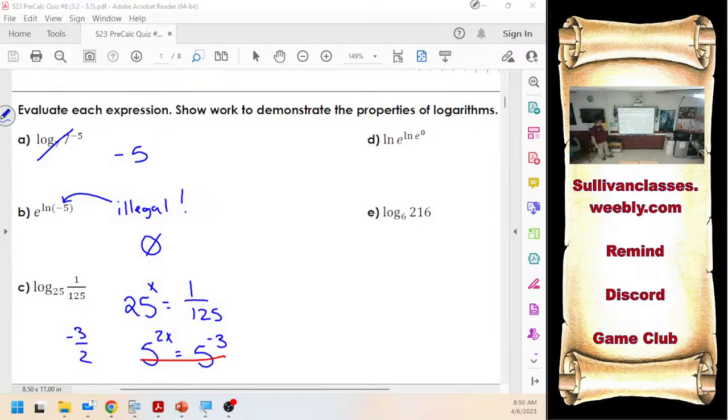ln of e to the ln of e to the 0. That cancels, 0. Whee! And log base 6 of 216. Do we all know our squares through 20, cubes through 10, fourths through 5. That is 6 to the third. And if you just did something like this, like you understand 6 to the third makes this number. Okay, so when I say show work, it can just be I scratched out these things. Okay?